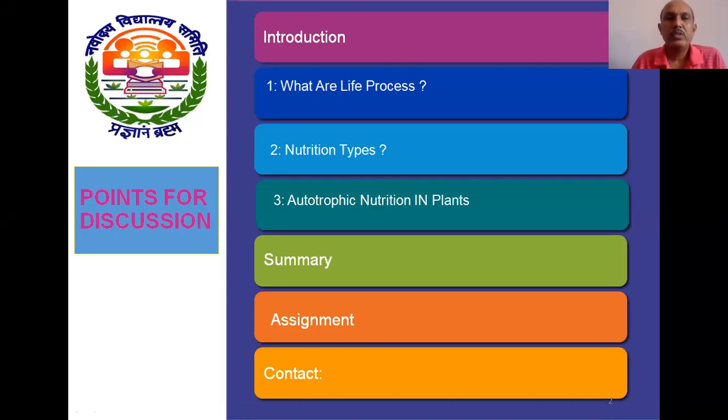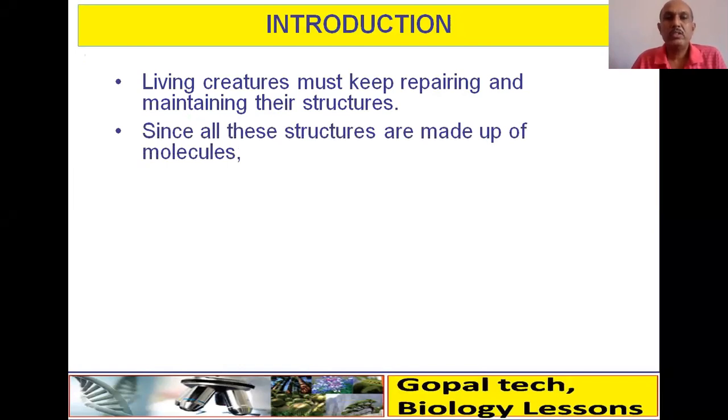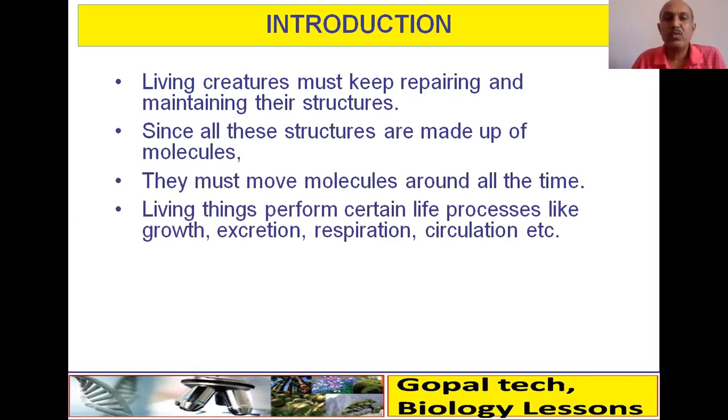So today we are going to discuss an introduction to the chapter: what are life processes, types of nutrition, and autotrophic nutrition in plants. Living creatures must keep repairing and maintaining their structures. Since all these structures are made up of molecules, they must move molecules around all the time. Living things perform certain life processes like growth, excretion, respiration, circulation, etc.